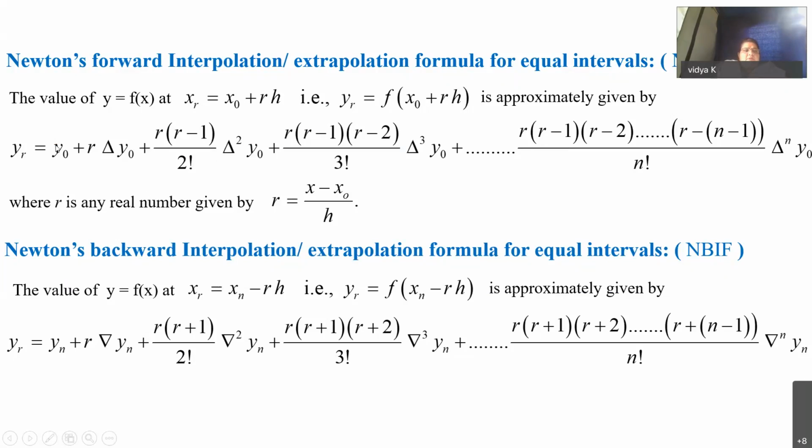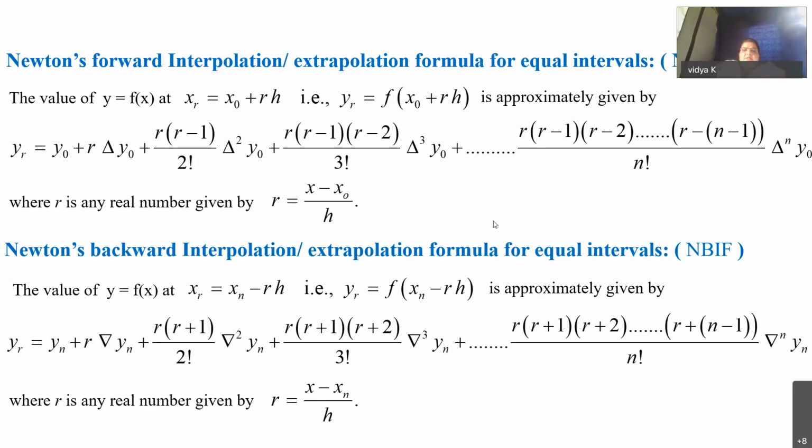If you learn one formula by heart, then the other you can write easily. Instead of y naught, y n. R into, instead of delta y naught, nabla y n. R into, instead of r minus 1, here all come with plus: r into r plus 1 by 2 factorial into nabla square y n, plus r into r plus 1 into r plus 2 by 3 factorial into nabla cube y n, etc. It goes on. And here what is r? R is again different. Here it is in terms of the initial value and there it is in terms of the last value: x minus x n by h.